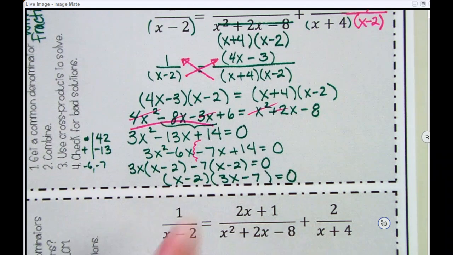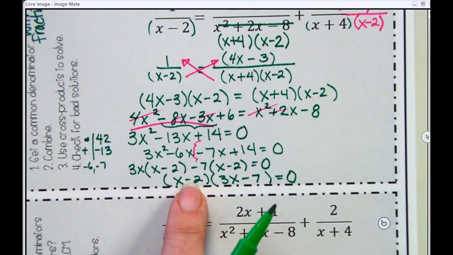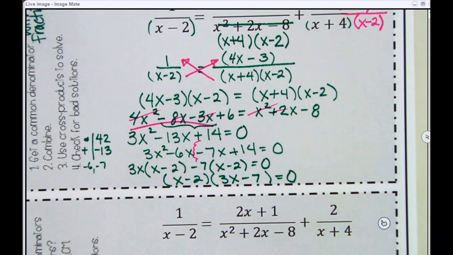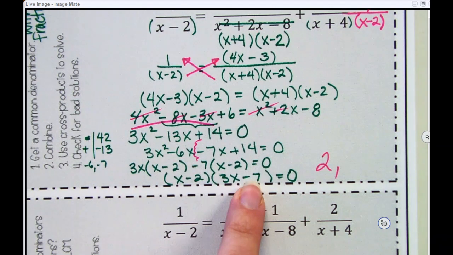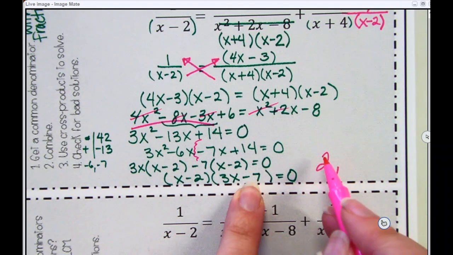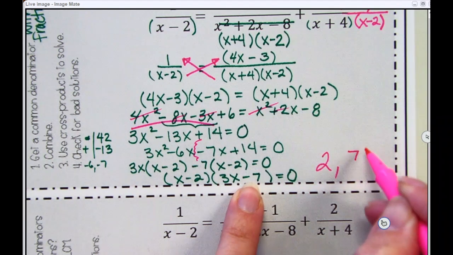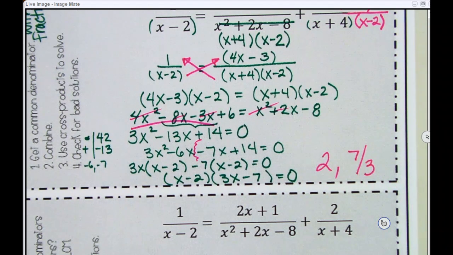Now listen to this key word here. What are my possible solutions? What makes this one equal 0? 2. What makes this one equal 0? Add 7, divide by 3, right? 7/3. You type those into your homework and it says try again.